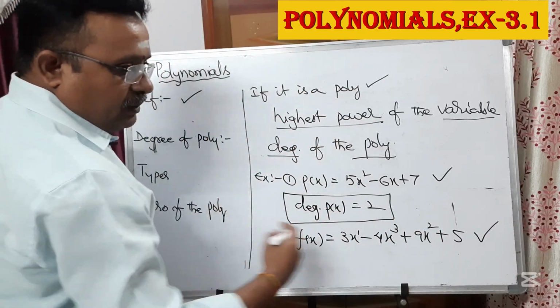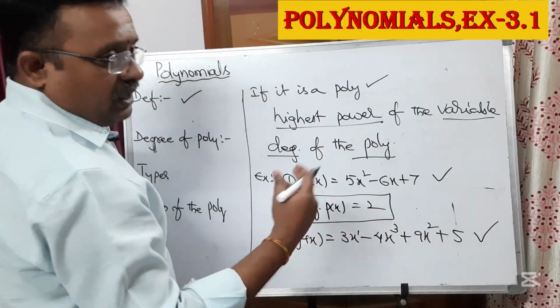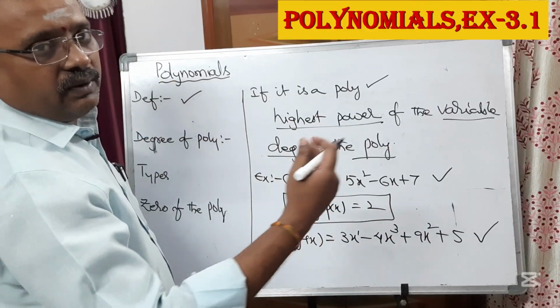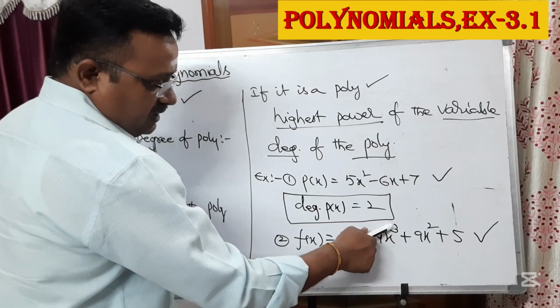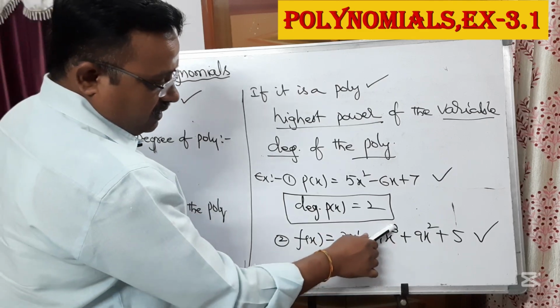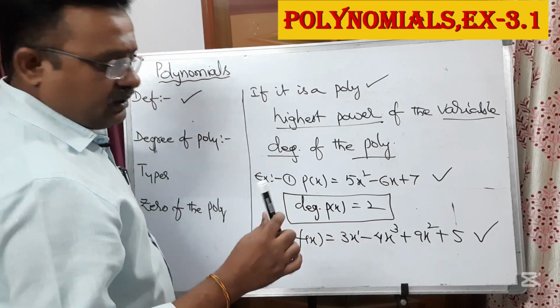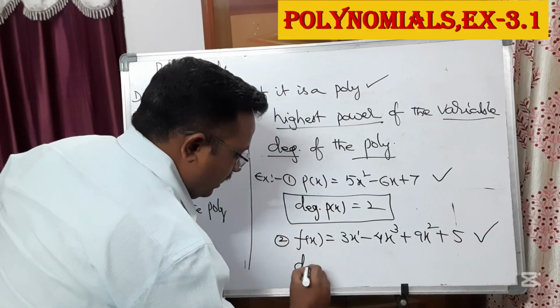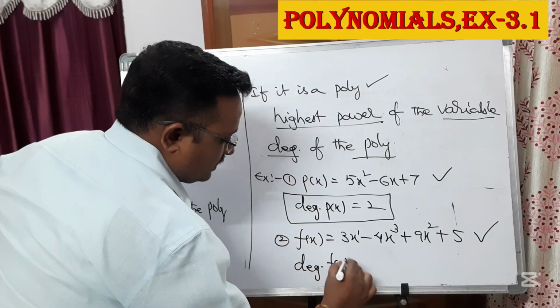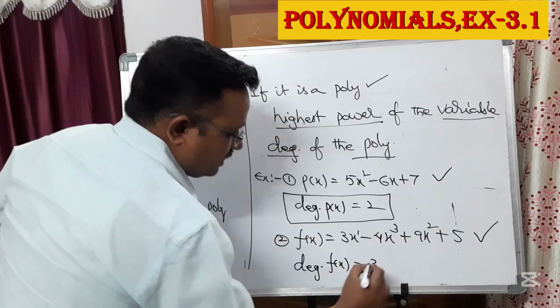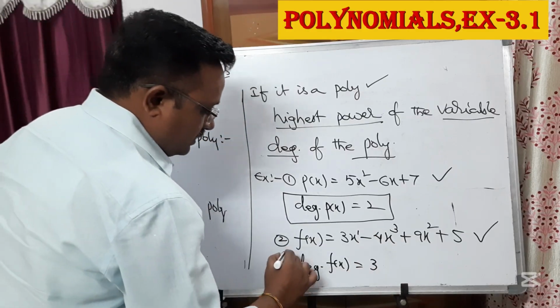Automatically in that process, what we recognized, what is the highest power of the variable? Here we got it as 3. Highest power of the variable is 3. Are you understanding my point? So, degree of f of x equal to how much? This one, 3. Understood? Right.